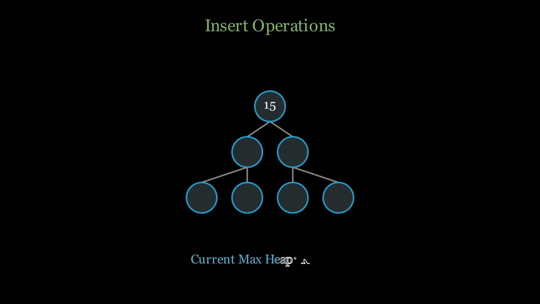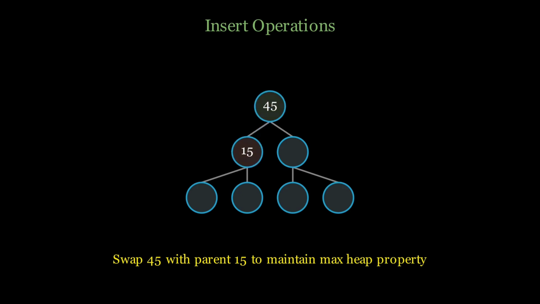We start by inserting 15 at the bottom of our heap. Since it's the first element, it becomes our root node. Now we insert 45. In a max heap, the parent must always be greater than its children. Since 45 is larger than 15, we need to swap them to maintain the max heap property. This process is called heapify.